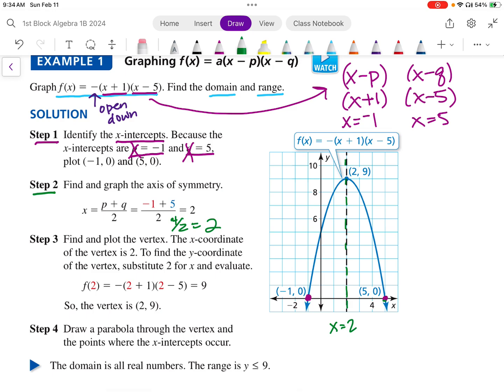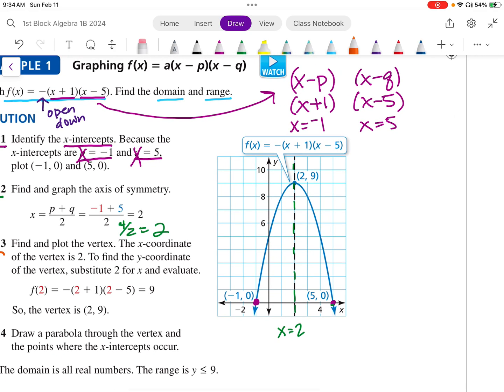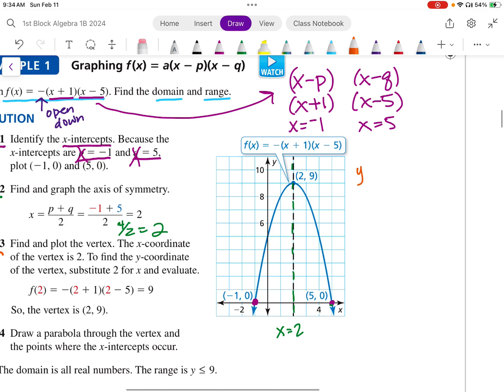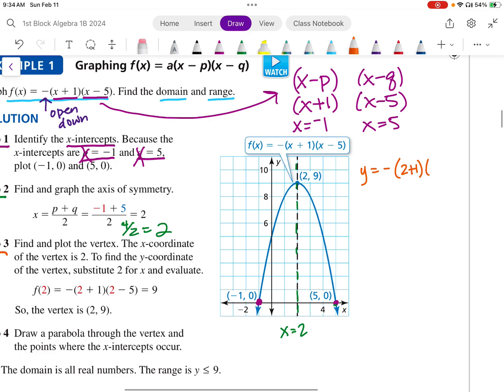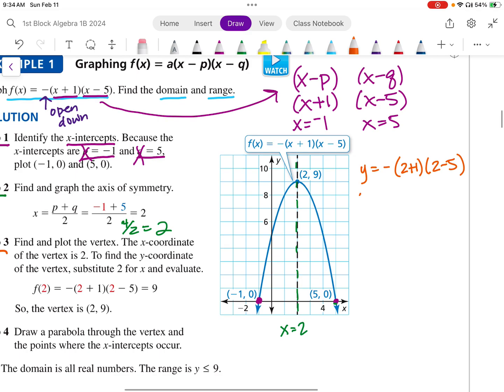And then step 3, we're going to find and plot the vertex. Well, we see our axis of symmetry, so we know that our vertex is somewhere along that axis of symmetry. So we know that the x value is 2. So what we're going to do is plug 2 back into our equation and see what we get for f of x, or y. So we say y equals negative, 2 plus 1 times 2 minus 5. And that's my original equation from the top of the problem.